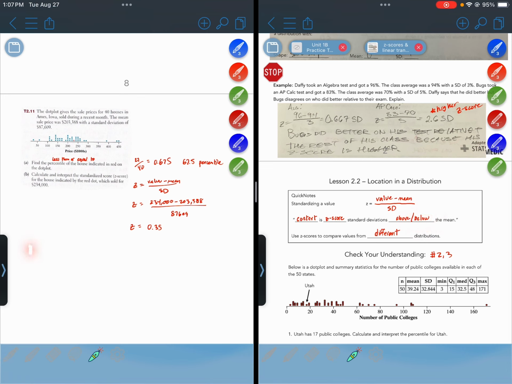Okay, so let's write this. The house that sold for $234,000 is 0.35 standard deviations above the mean. Okay, so the parts that I filled in here were the context, right? So the house that sold for $234,000, the value of the z-score, and the fact that it was above the mean.